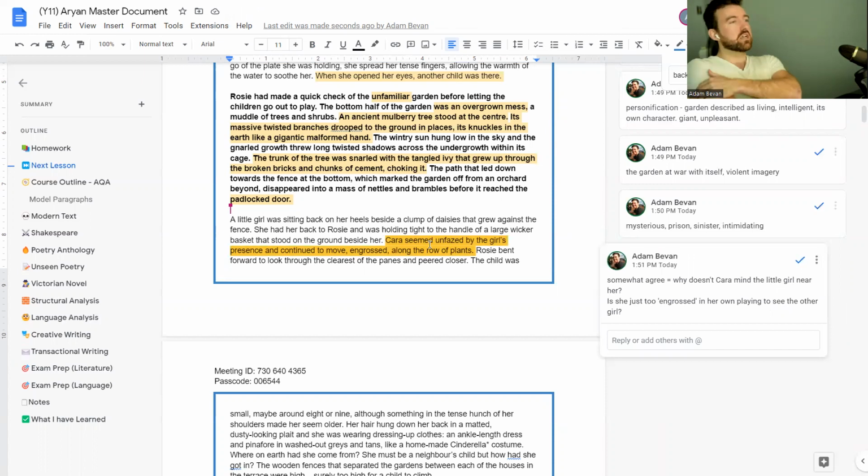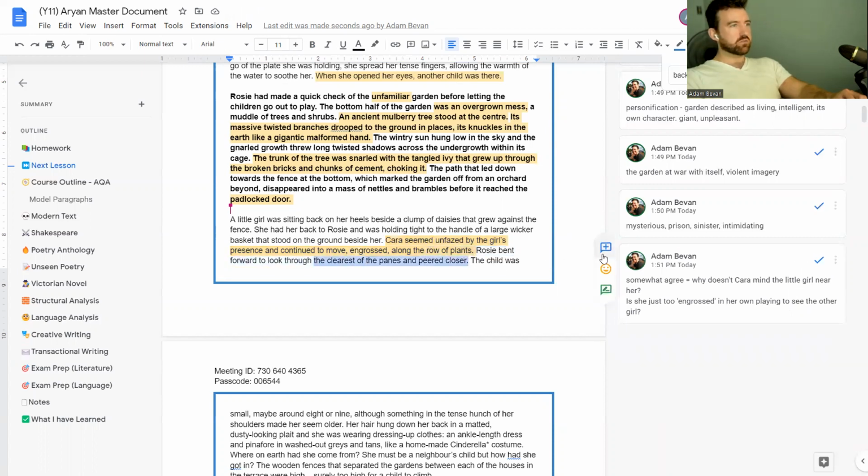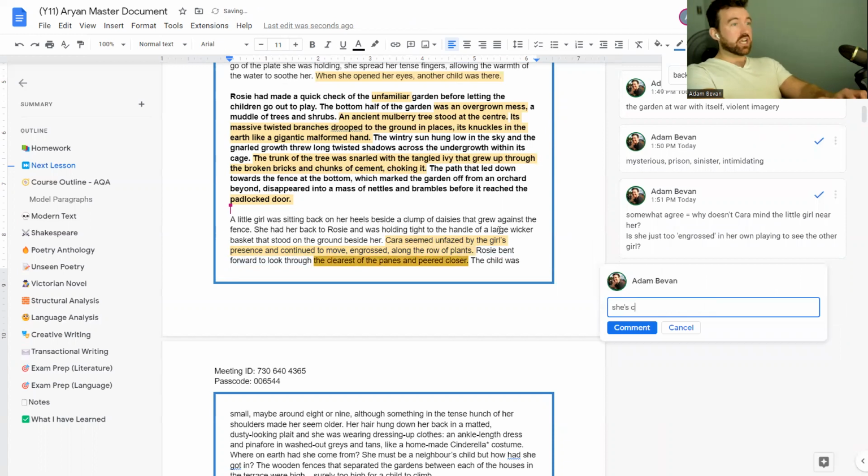Rosie bent forward to look through the clearest of the panes and peered closer. So the fact that Rosie peers through the clearest of the panes, she's checking whether the girl is there or not.